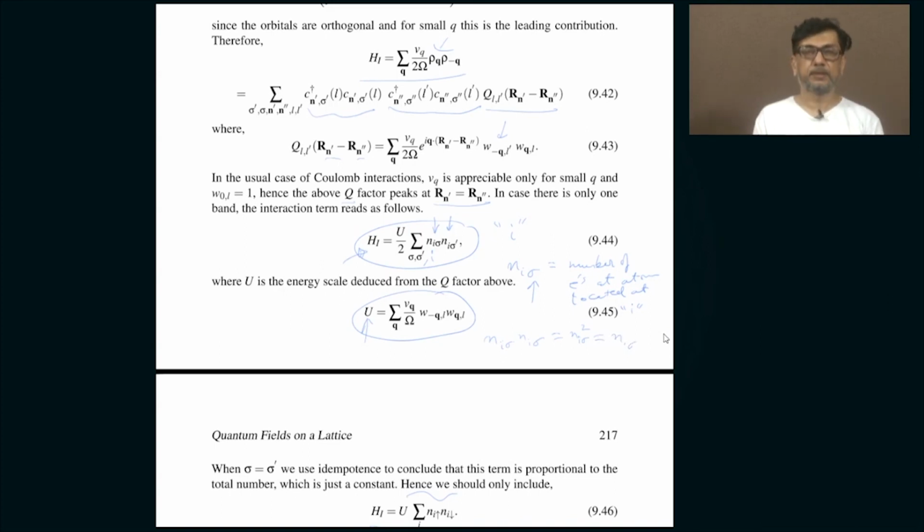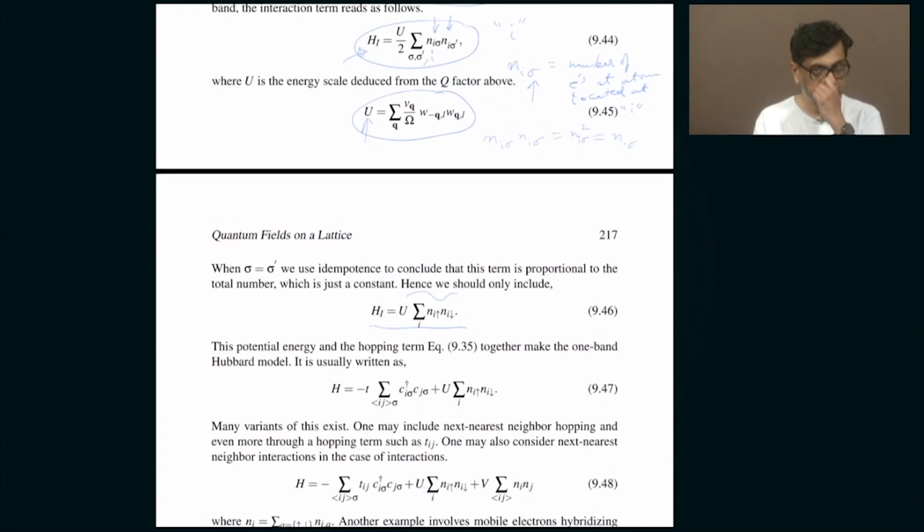So, if some number is either 0 or 1, its square is also either 0 or 1. That means N_i sigma squared is N_i sigma. So, if sigma dash equals sigma, it will become N_i sigma, but then when you sum over all i and sigma, you will basically get the total number of particles, which is an uninteresting constant. Therefore, the only interesting situation is when you have one spin which is up and one which is down sitting on top of each other. So, that is the dominant contribution to the electron-electron interaction in a tight binding picture.